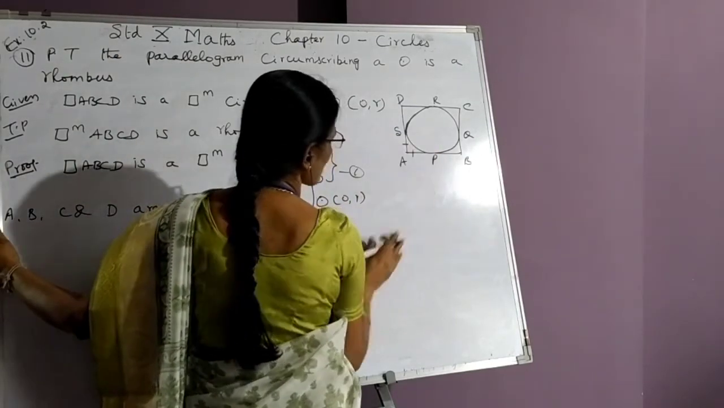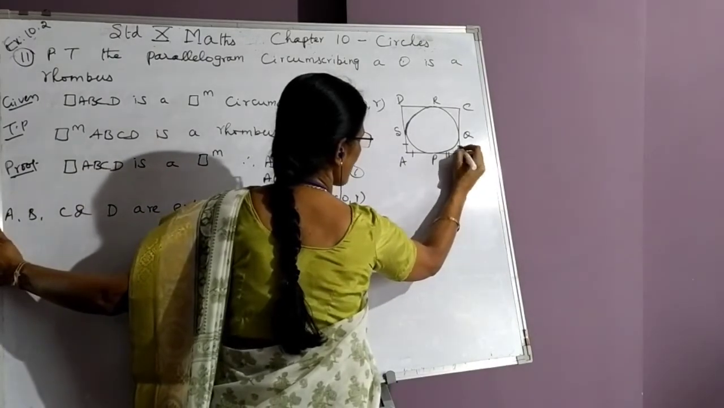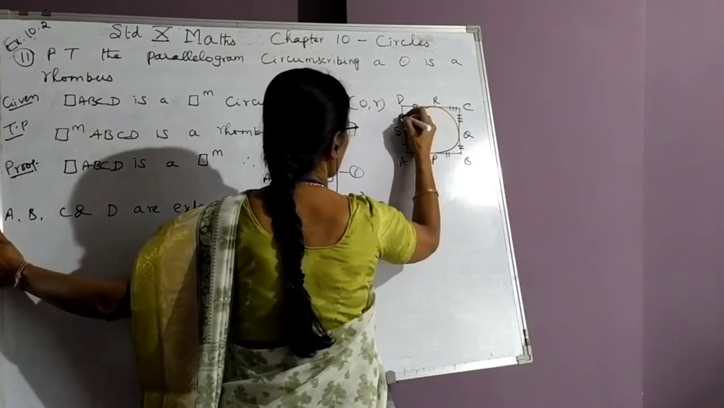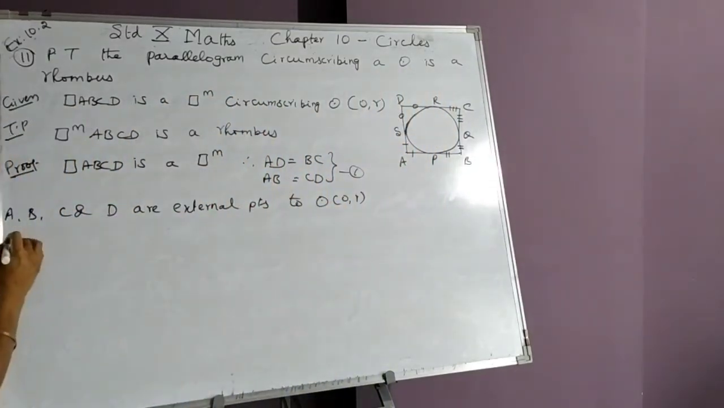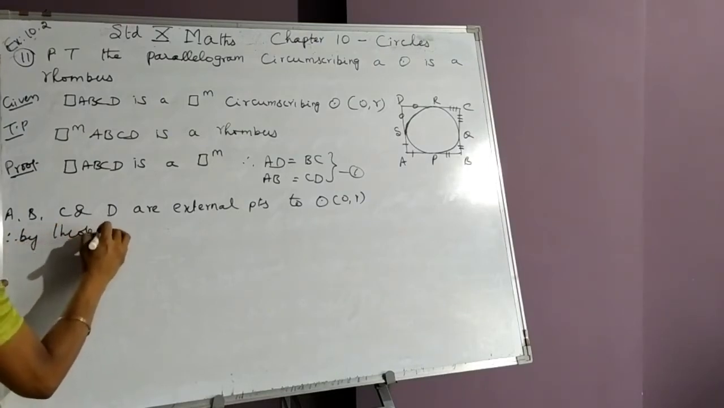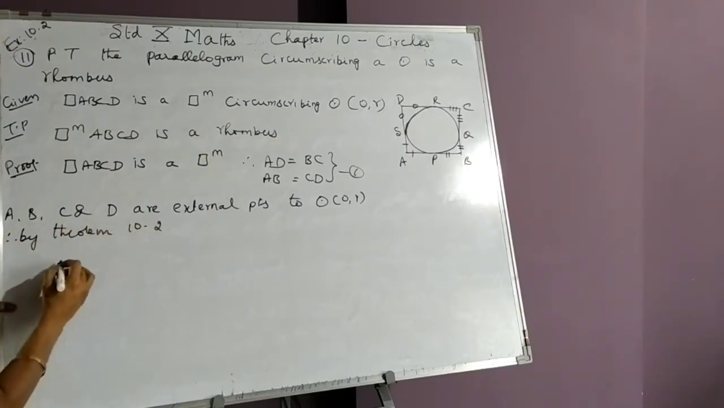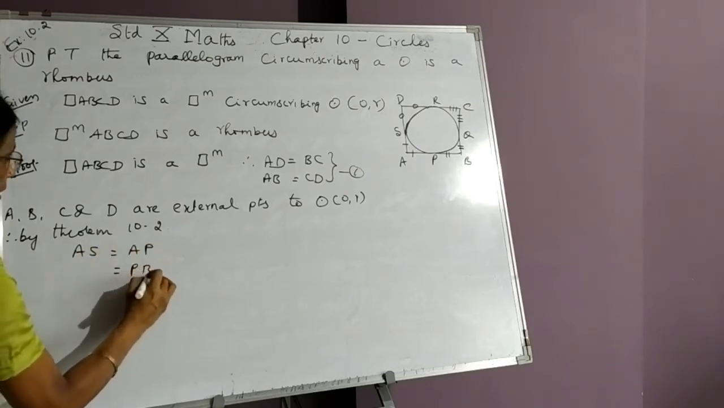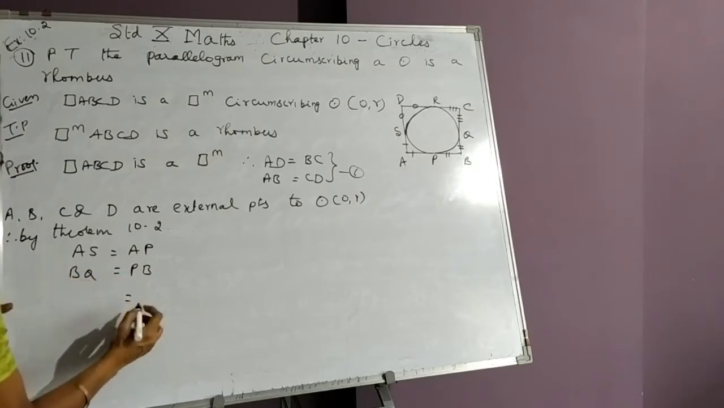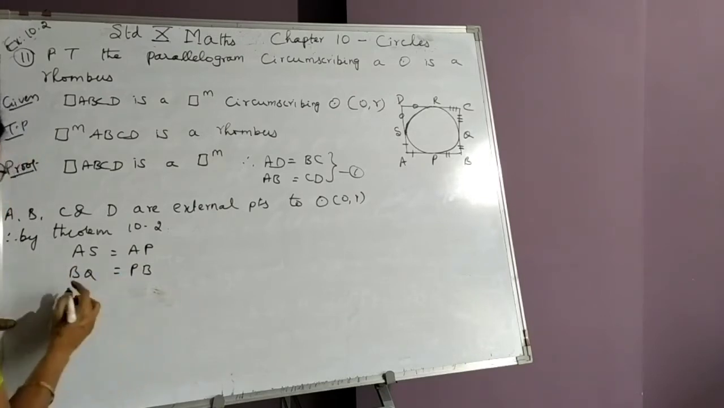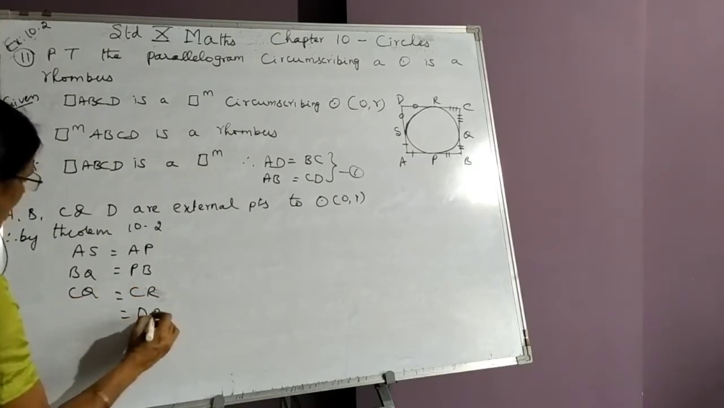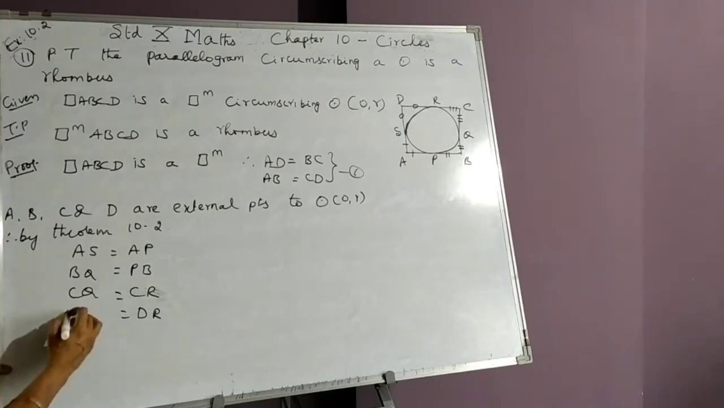Therefore, AP and AS are equal. PB and BQ are equal. CQ and CR are equal. And DR and DS are equal. Right? Therefore, by theorem 10.2, AS equal to AP, PB is equal to BQ, CQ is equal to CR and DR is equal to DS. This is by theorem 10.2.